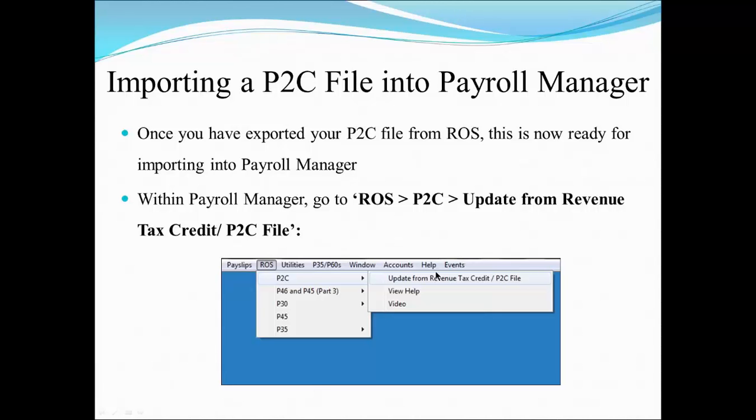So once you have exported your P2C file from ROS, this is now ready for bringing into Payroll Manager. Basically within Payroll Manager, you're going to simply click on the ROS menu and select P2C and the option to update from revenue tax credit file. Maybe just worth pointing out here as well, if you need additional help on this, we do have help documentation that you can access here, and also a video as well. So after the webinar, if you just wanted to watch a further video, you'll find one here.